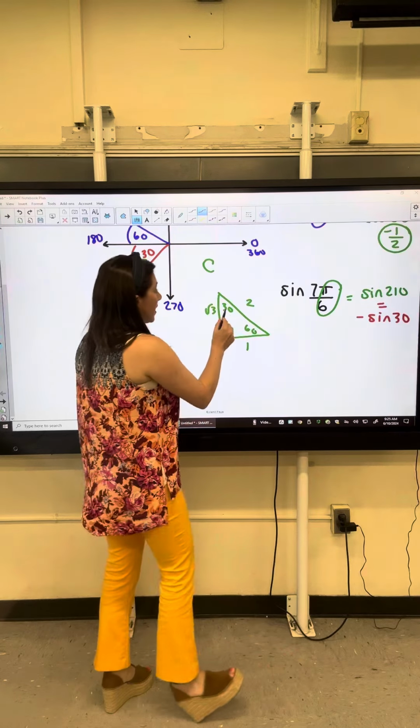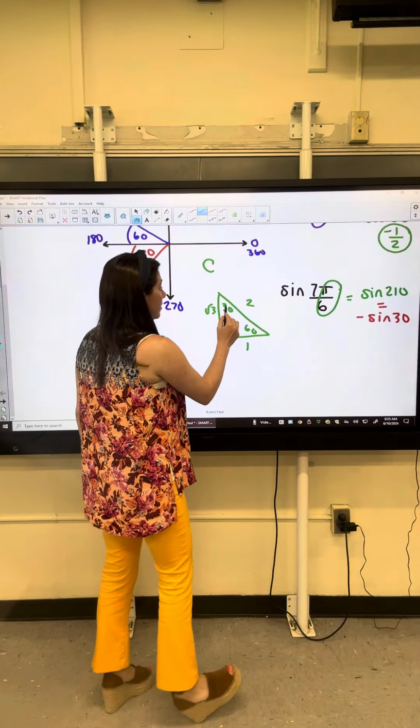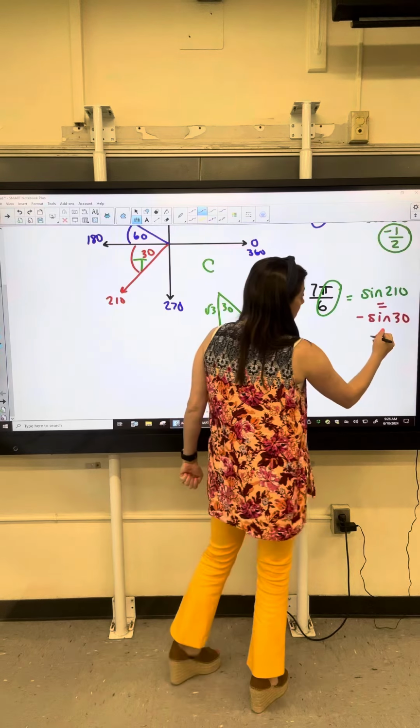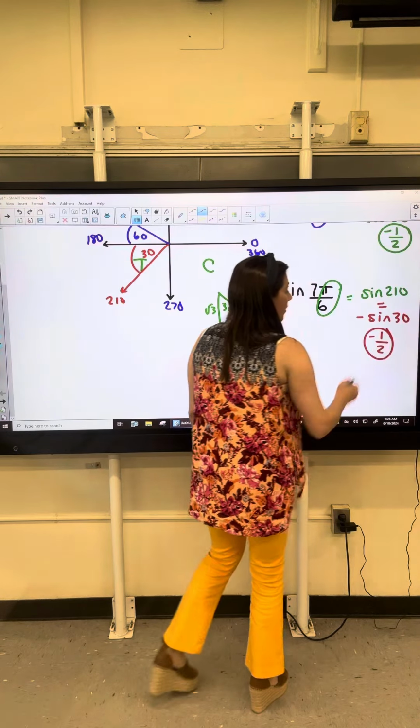You go to your right triangle. The sine of 30 is going to be opposite over hypotenuse. So this is also going to be negative 1/2.